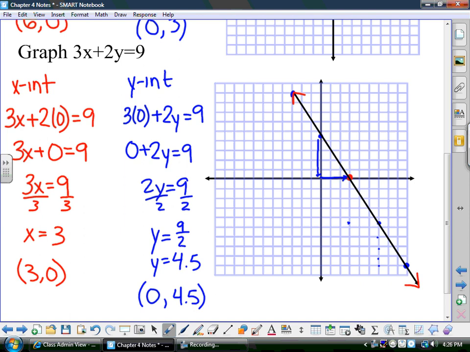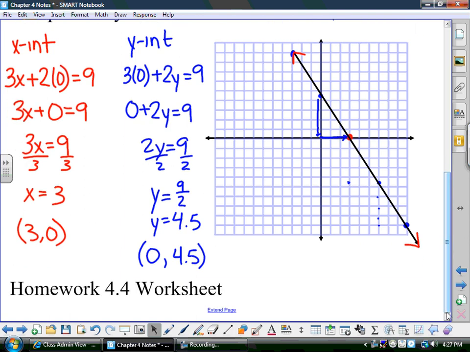In this section, you learn 2 ways to graph a line. First, by making a table, and then second, by using the x-intercept and the y-intercept. The homework in this section are more pages from your packet.